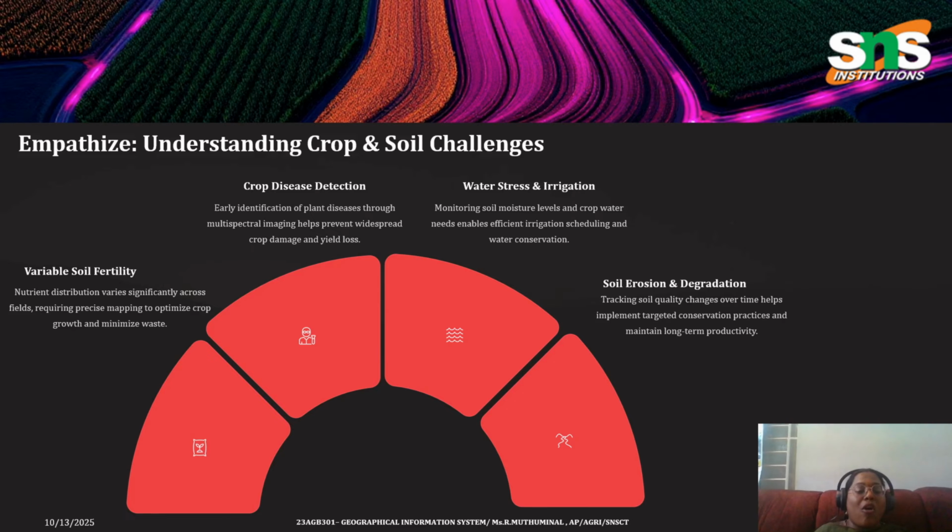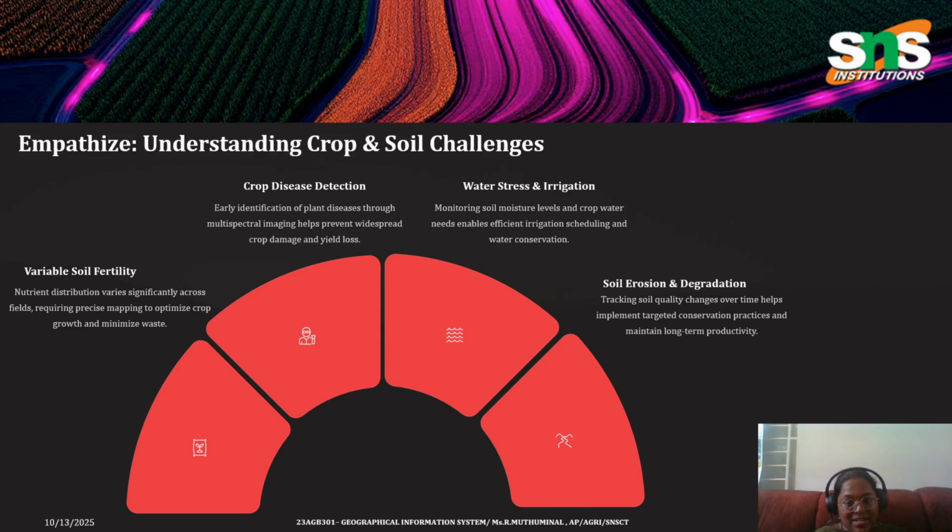Those are variable soil fertility, crop disease detection, water stress and irrigation, and soil erosion and degradation. Under variable soil fertility, we can identify the nutrient level distribution that causes a significant variation across the field, which requires precision mapping to optimize crop growth and minimize waste. Under crop disease detection, early identification of plant diseases through multispectral imaging helps us to prevent the widespread of crop damage and yield loss.